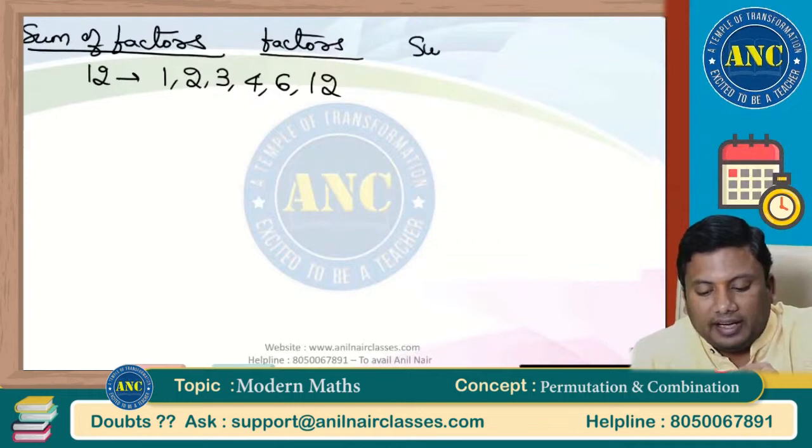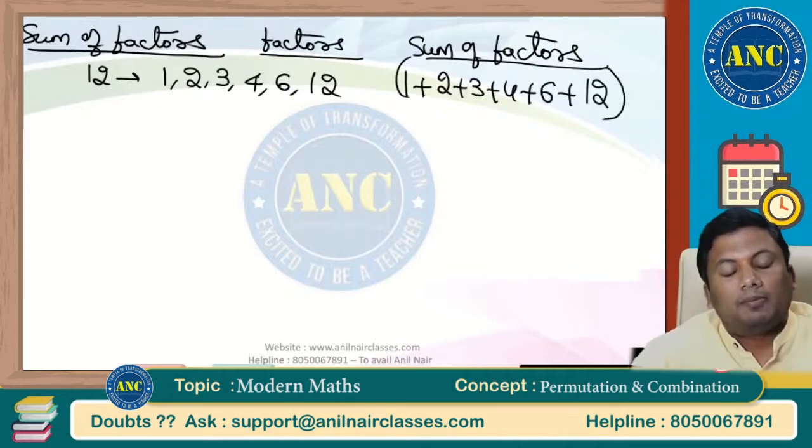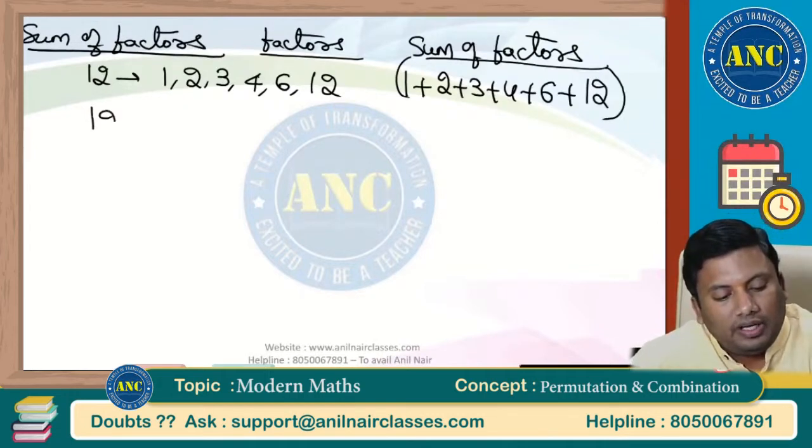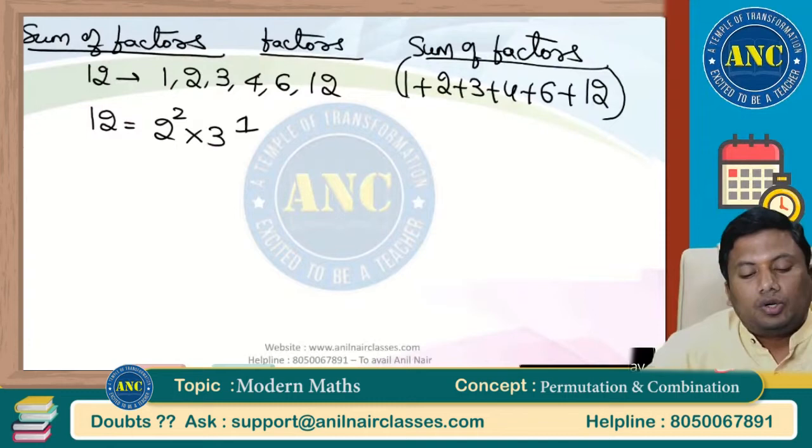Sum of the factors is nothing but writing down all the factors and adding them: 1 plus 2 plus 3 plus 4 plus 6 plus 12. So how to do it? First write down 12 as a power of prime bases: 2 square into 3 power 1.